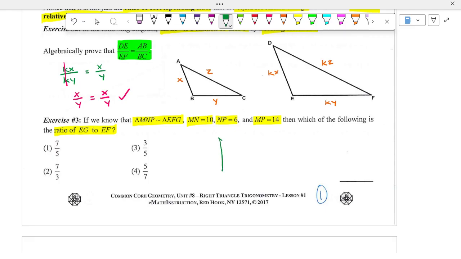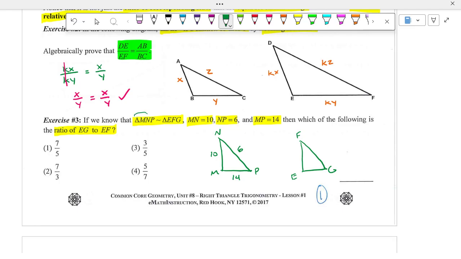And they're most likely right triangles. So let's say MNP, and then we have another triangle. We're going to call it EFG. Now, they just said they're similar. And they said that MN is 10, NP is 6 and MP is 14. And again, I didn't draw this to scale.